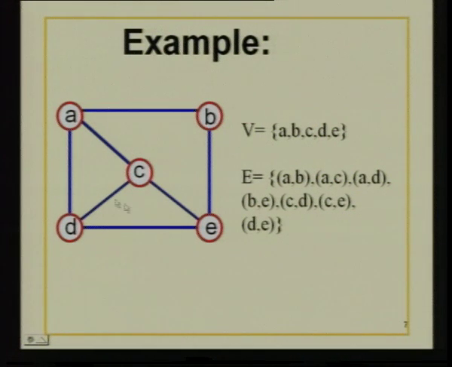Normally in undirected graphs, if you have A to B, we assume that B to A happens, and we do not represent it separately as an edge.